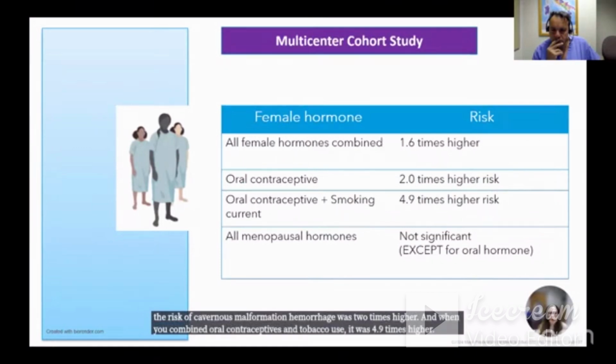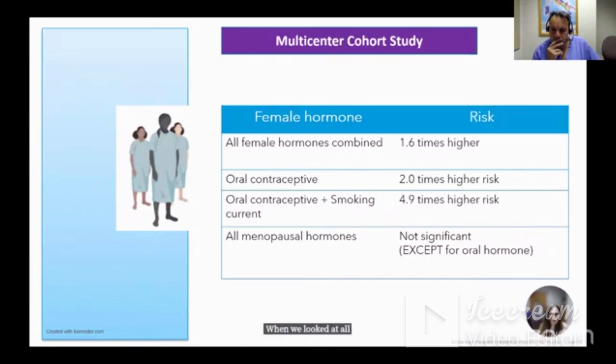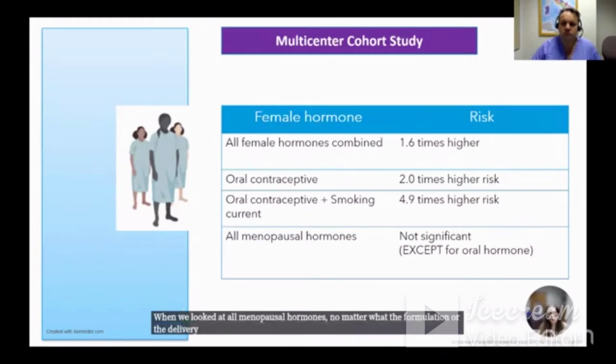When we looked at all menopausal hormones, no matter what the formulation or the delivery system, there wasn't a significant difference. But when we looked at oral estrogen in particular, that seemed to be more significant.